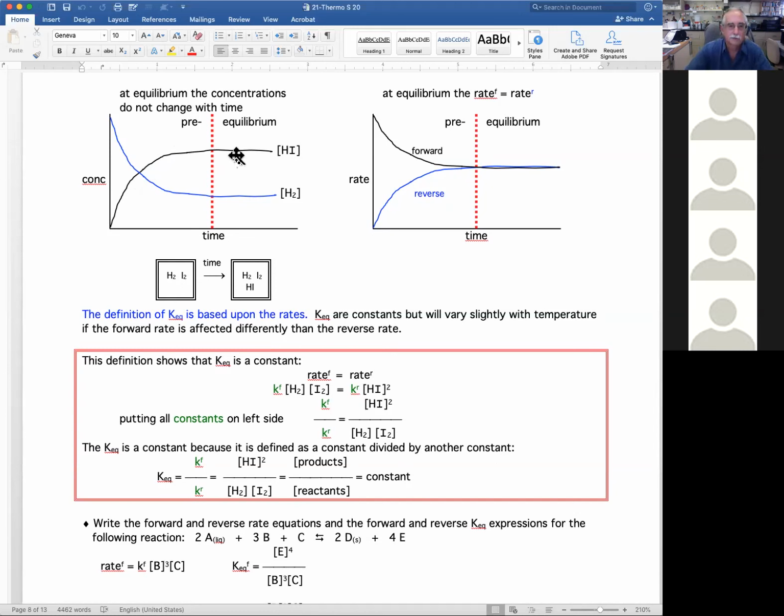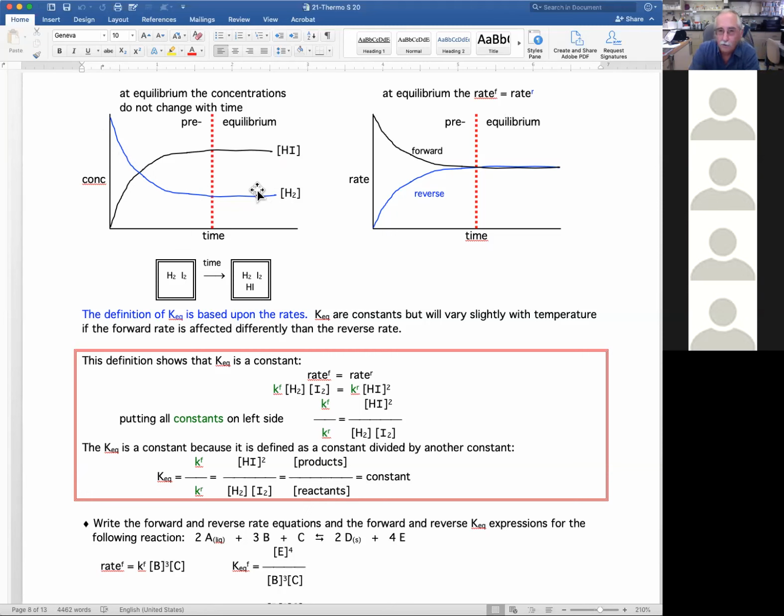If you look at the concentration of, say, one of the reactants, in the beginning, it's going to be high. But as it gets used up, then it starts to decrease. But then it tapers off and it gets to the point right here where it stays stationary with time again. So one definition for equilibrium is that concentrations do not change with time.